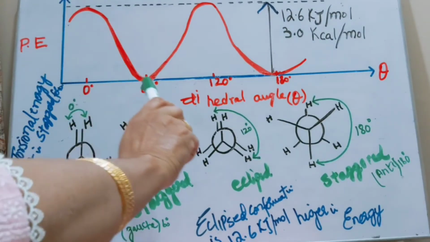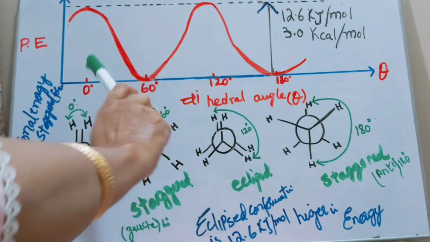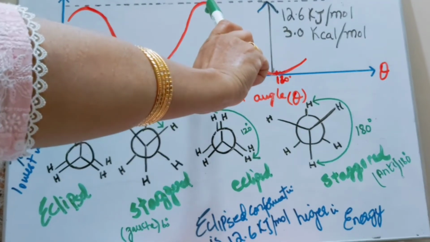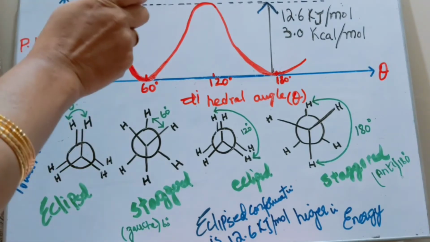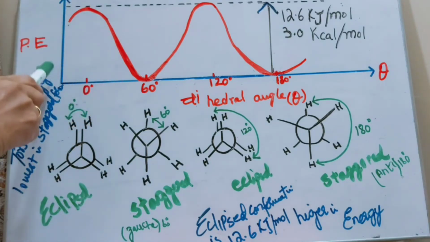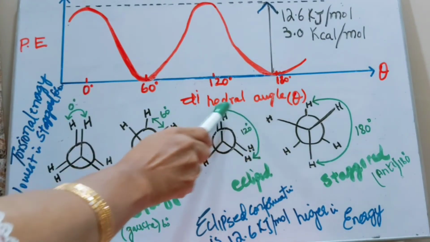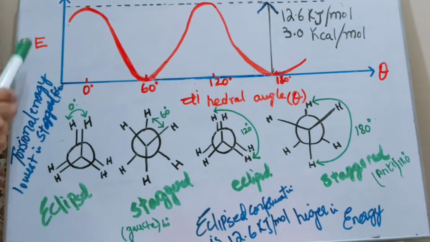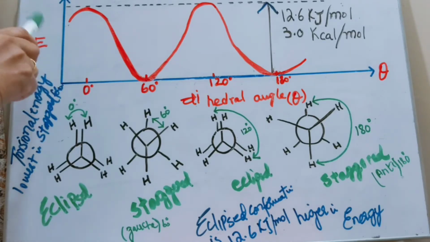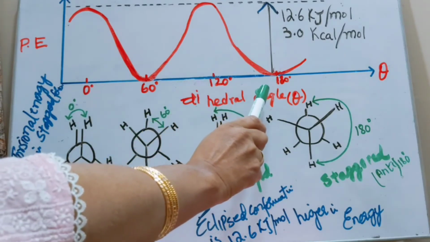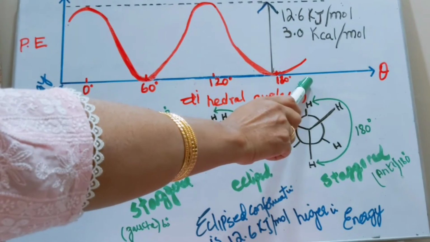So you can see what's happening when the ethane molecule rotates, when the rotation occurs around the carbon-carbon bond. The potential energy of ethane increases. The graph is plotted between the potential energy and the dihedral angle theta. The y-axis has the potential energy, and the x-axis is theta, the dihedral angle, increasing from 0 degrees to 180 degrees.